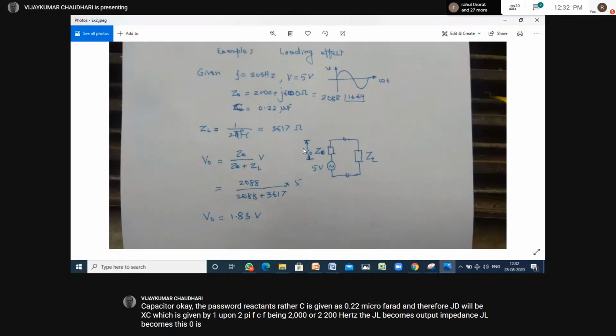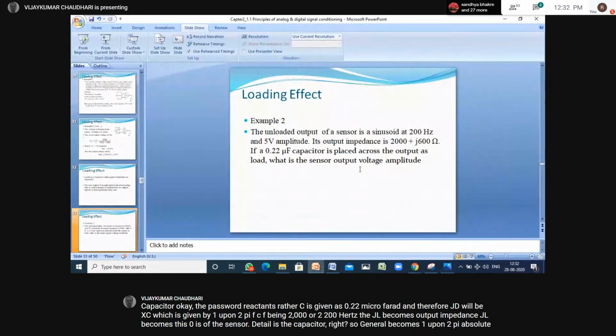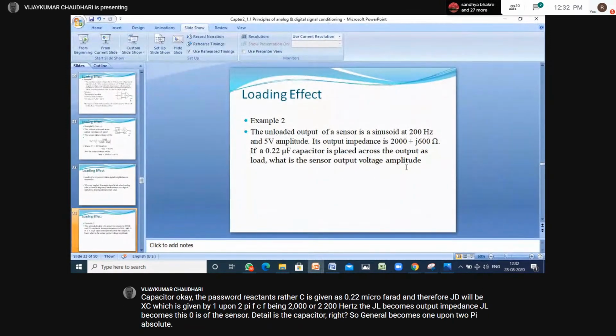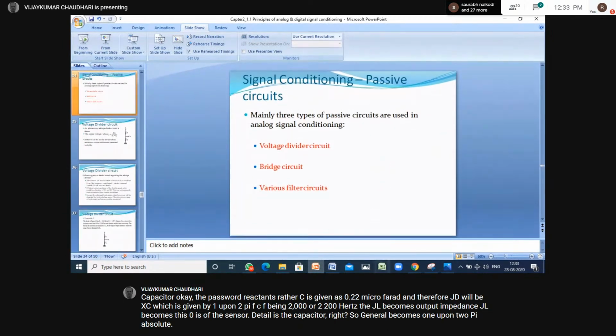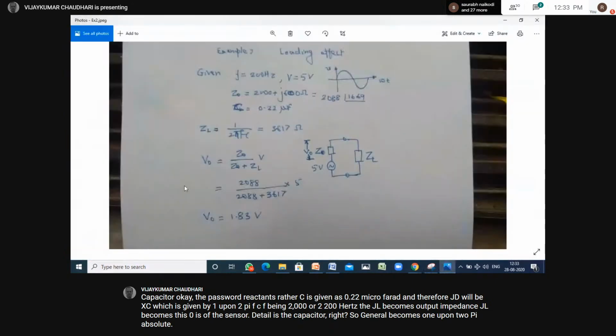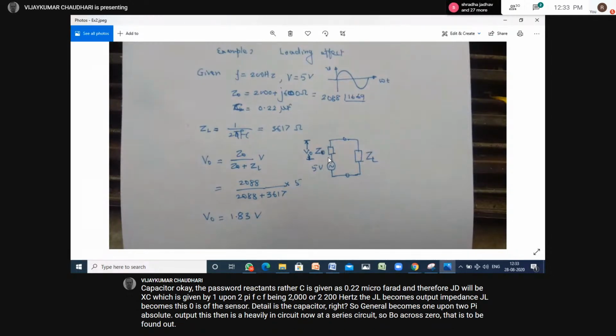What is asked? Sensor output voltage amplitude. What is to be found out? This is the drop in voltage rather. This is not the load voltage. Load voltage will be 5 minus this value, which will be the voltage across the load. Let's find the drop across the sensor, that is, across the output impedance of the sensor.